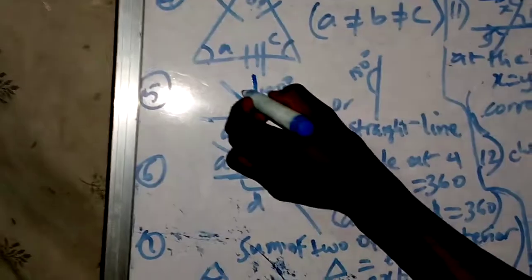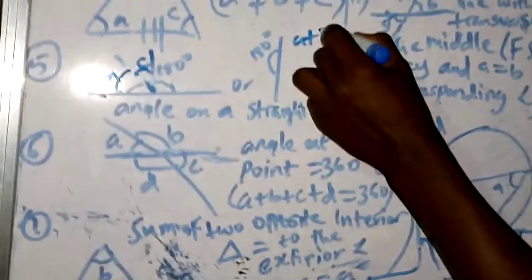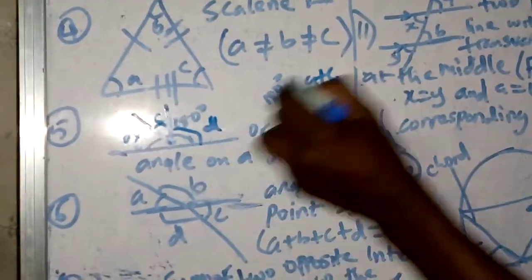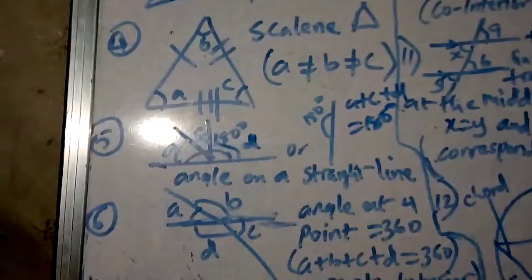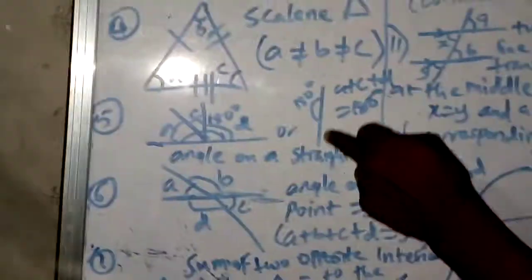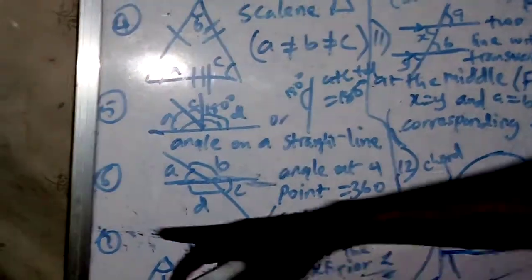When you sum everything, this may be C, this may be A, so it will be A plus C plus D equals 180. You must know that the sum of angles on a straight line equals 180. The line may be in a vertical form or in a horizontal form. So let's move to the sixth rule.